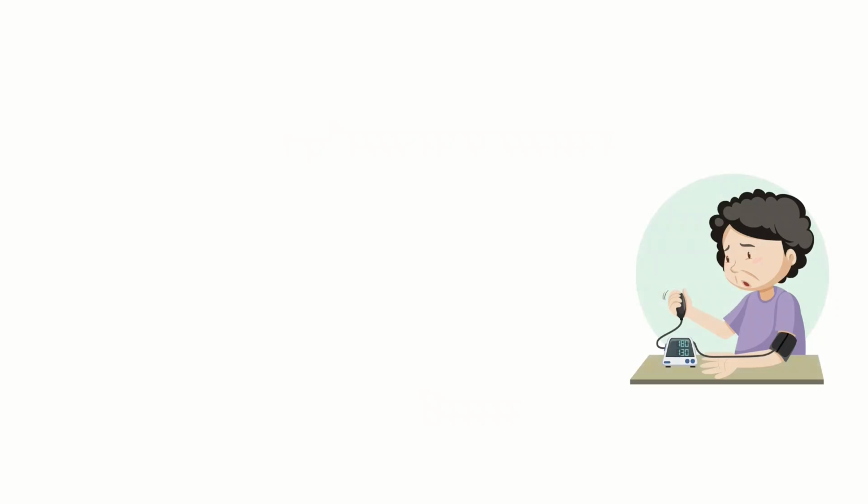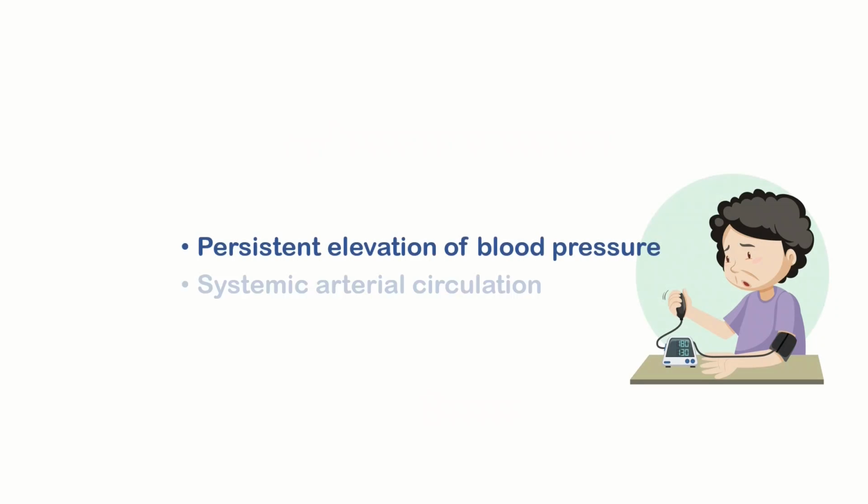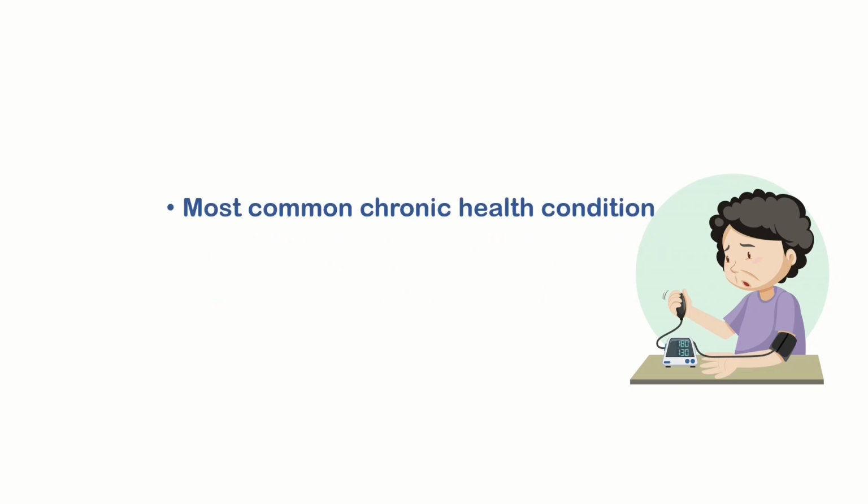Hypertension is the persistent elevation of blood pressure in the systemic arterial circulation. It is known to be the most common chronic health condition, and it affects 1/3 of adults, and this number continues to rise in all populations.